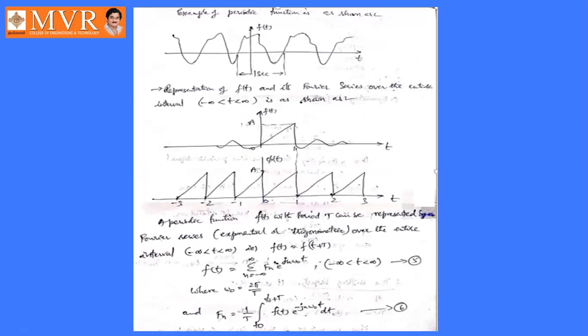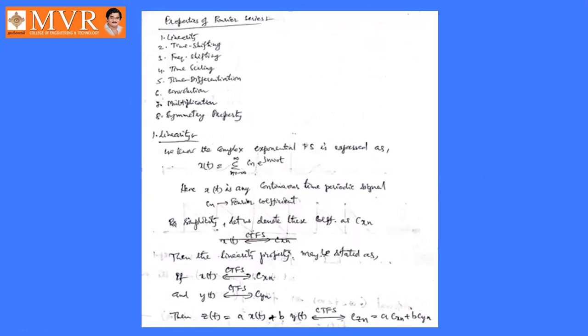Right. So now coming to the properties of Fourier series. Here we have 8 important properties of Fourier series: linearity property, time shifting property, frequency shifting property, time scaling property, time differentiation property, convolution property, multiplication property, and symmetry property. These are the very important properties of Fourier series.